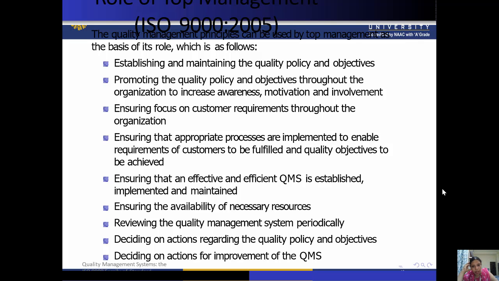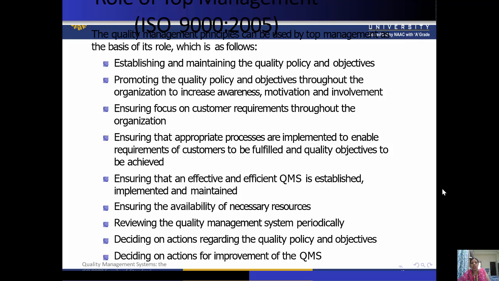Next is ensuring the availability of necessary resources. So they need to ensure that the resources which we have are suitable to achieve our quality objectives or not. So ensuring the availability of necessary resources, that is, whether the resources which we require are there in the company or not.